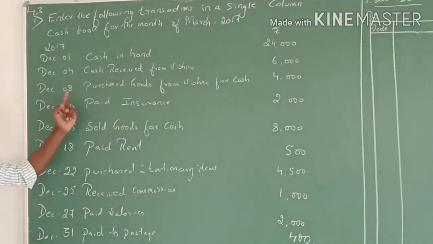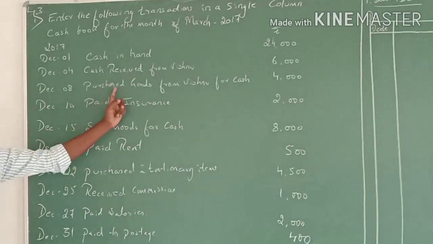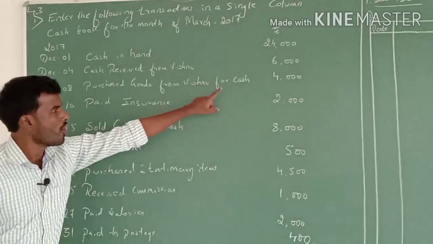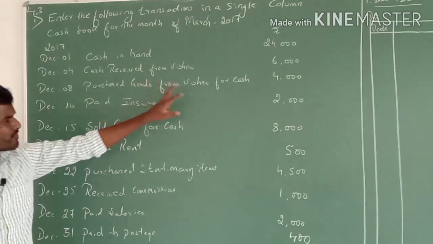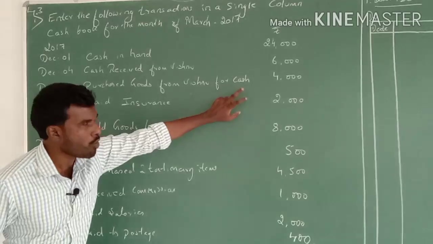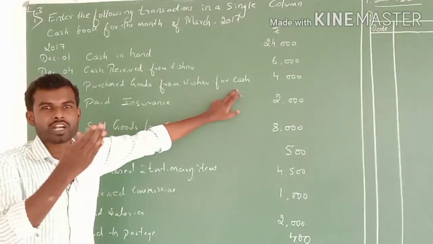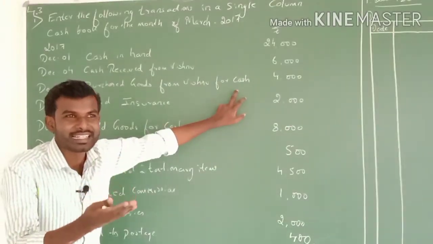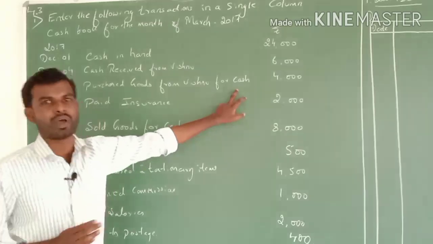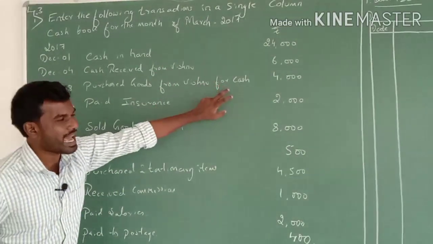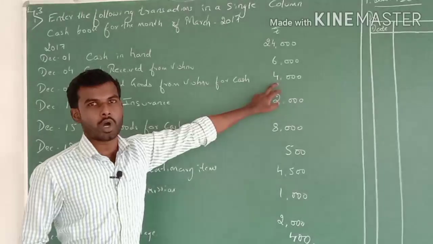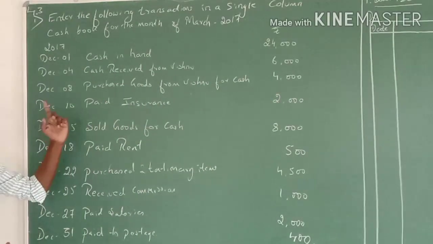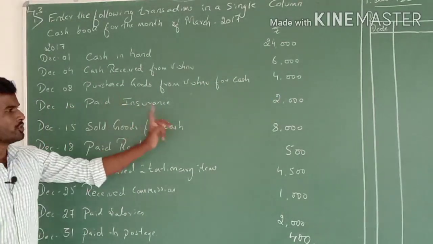Again on December 8th, they have given purchased goods from Vishnu for cash. We are purchasing goods from Vishnu, yes of course, but for what? For cash. So automatically it decreases our cash balance, so it will be treated as a payment. How much is the payment we made there? 4,000. Again the next date, December 10th, paid insurance.